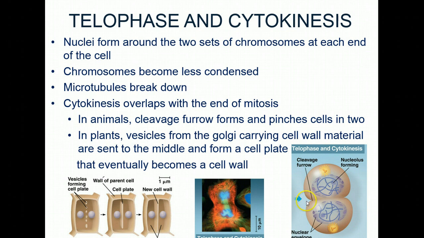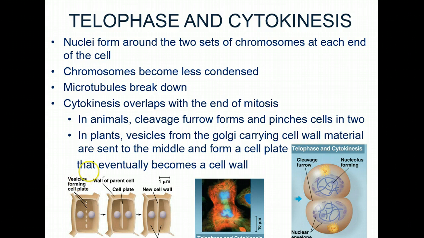Eventually, that cleavage furrow will completely separate these cells. But in animal cells, we have different challenges than what we see in plant cells. Okay, so in plant cells, we have to form a new cell wall, and we don't see that in animals. So plant cells do things a little bit differently.